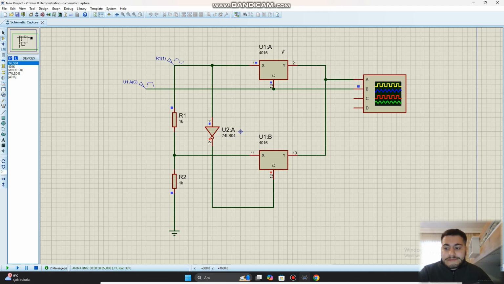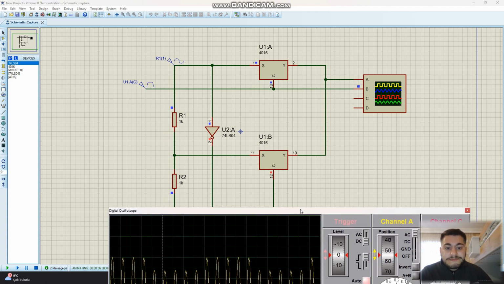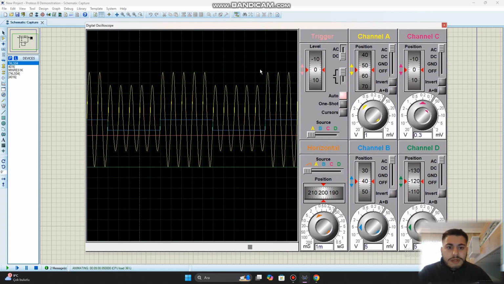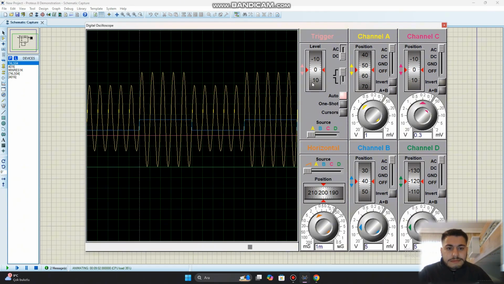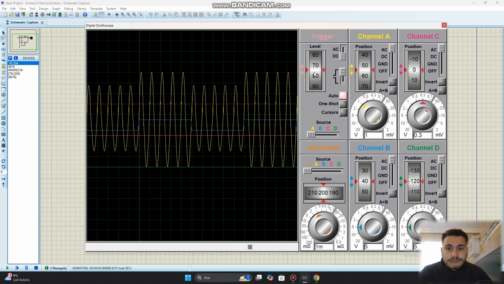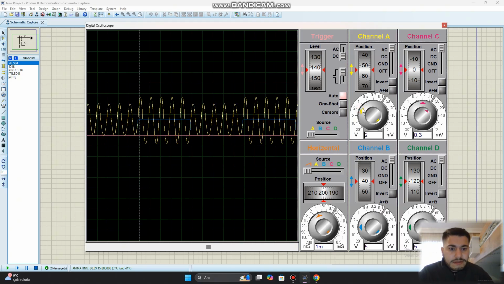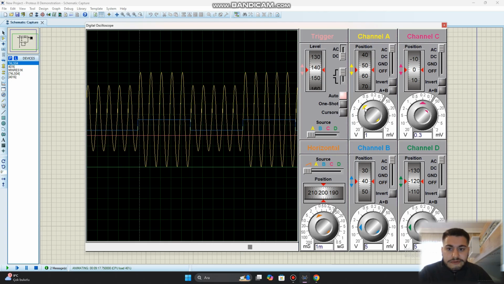And when we turn on the circuit, we see this. You can see that there's a modulated signal. Let's change the voltage of the circuit.